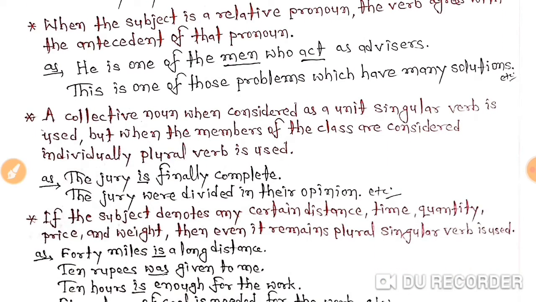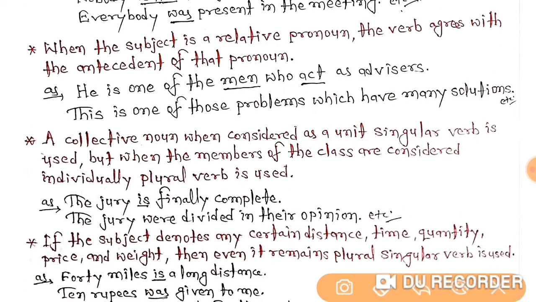Okay, now let's move to the next use, that is, when the subject is a relative pronoun, the verb agrees with the antecedent of that pronoun, right? Antecedent, the correct meaning of antecedent, students, you will not be able to find in the dictionary, but this means the nearest subject, nearest noun or pronoun. Antecedent means what? The subject, the noun and pronoun which is nearest to it, right?